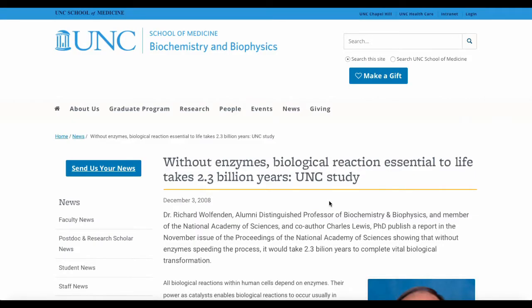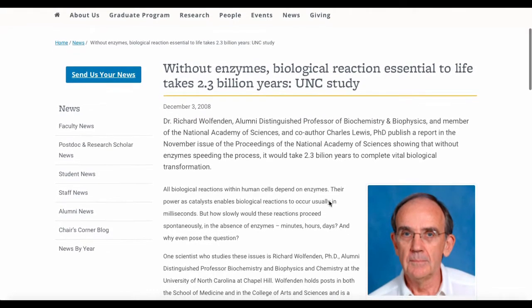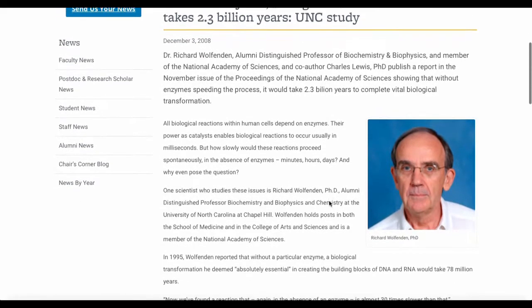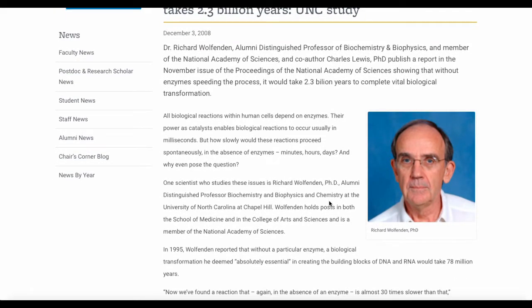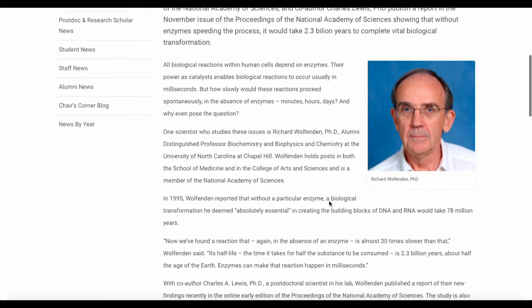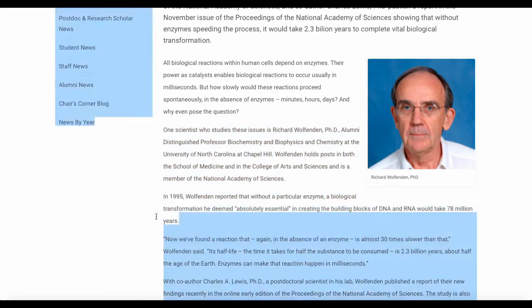Want another example of why enzymes are so important? Take a look at this study by University of North Carolina professor Richard Wolfenden and his co-author Charles Lewis. The reaction that produces hemoglobin, the vital oxygen carrier in our blood, would take a whopping 2.3 billion years without enzymes. This outshines the time span constructing DNA and RNA would take without enzymes, a speedy 78 million years compared to the glacial pace of enzymeless hemoglobin production.